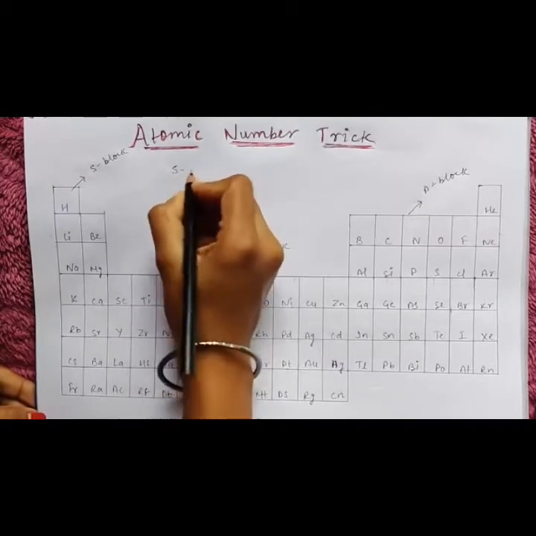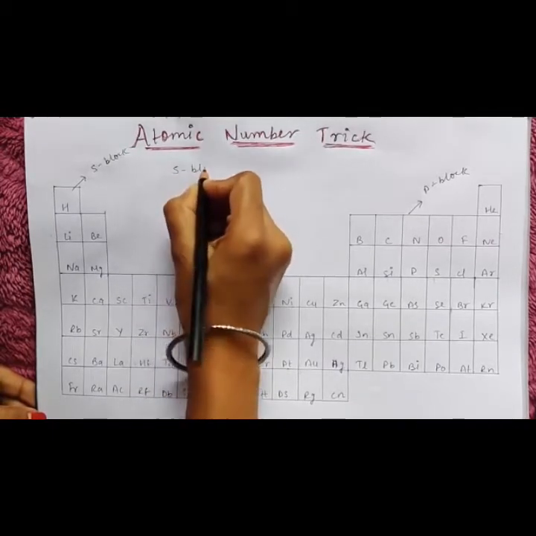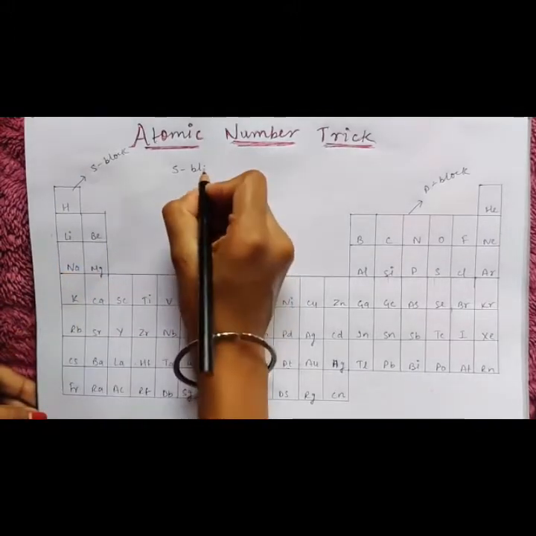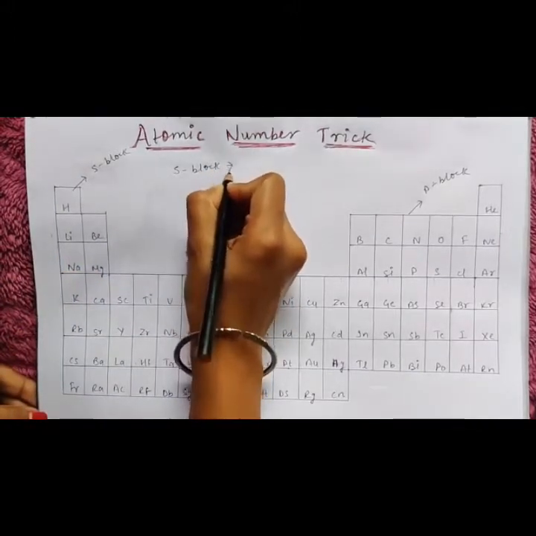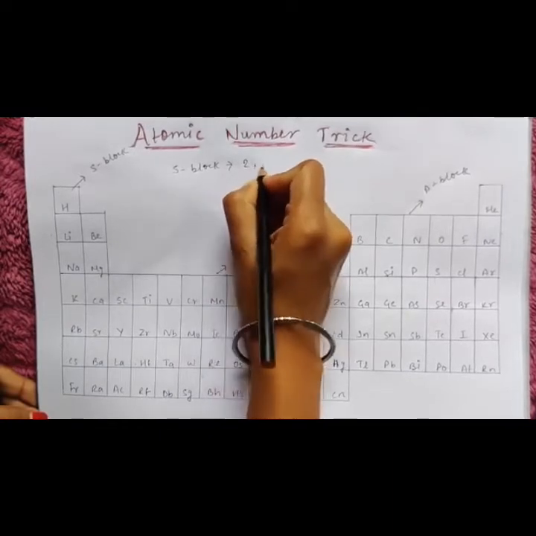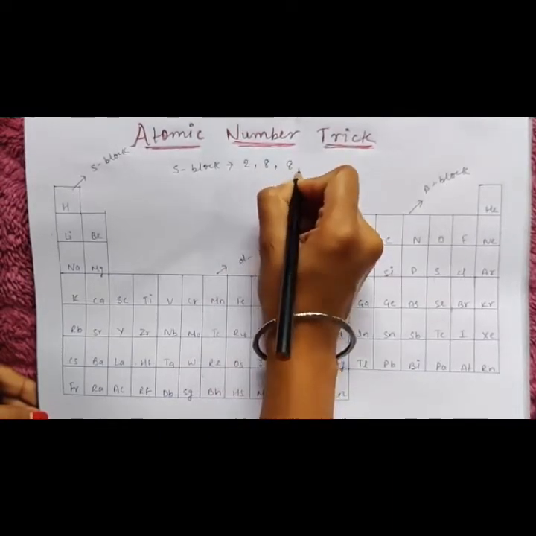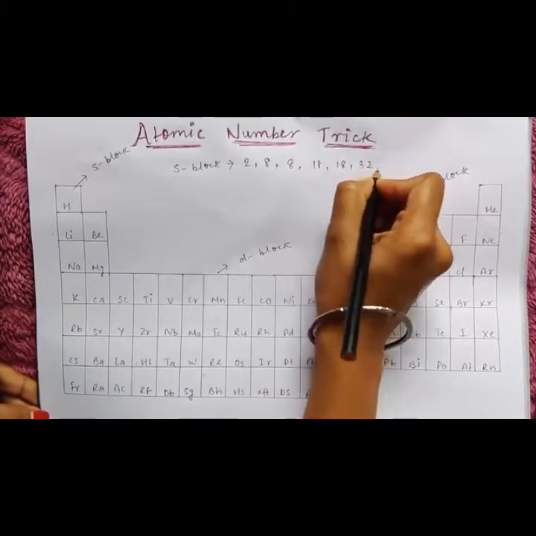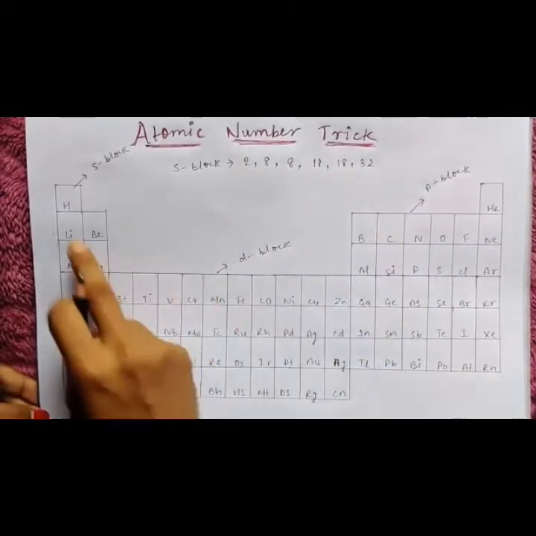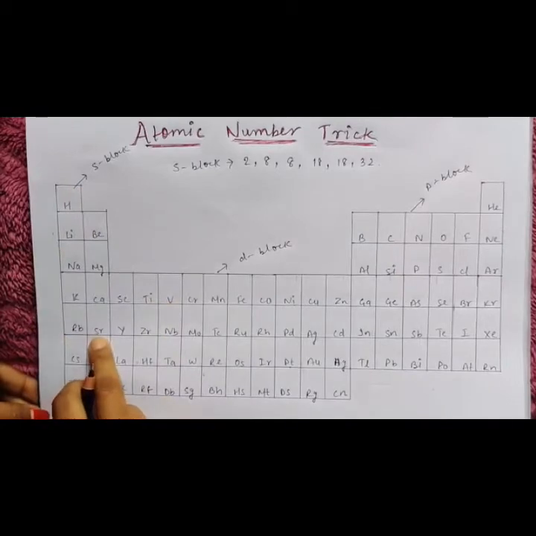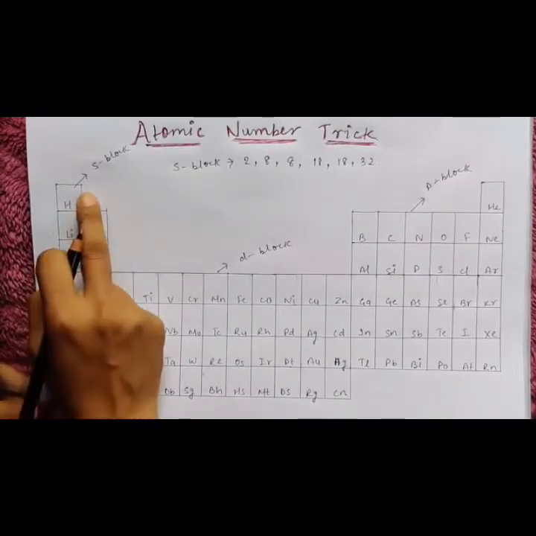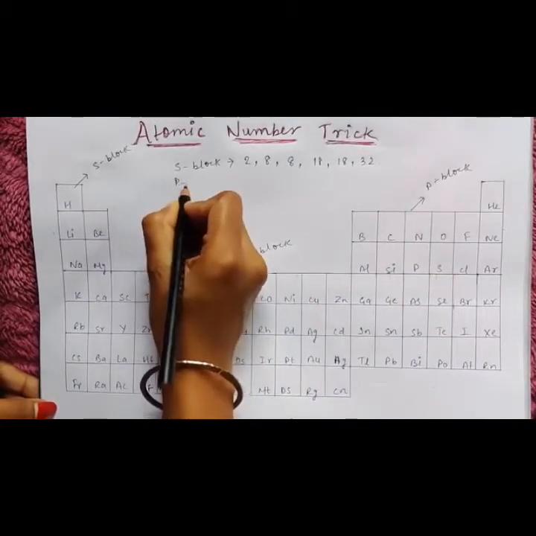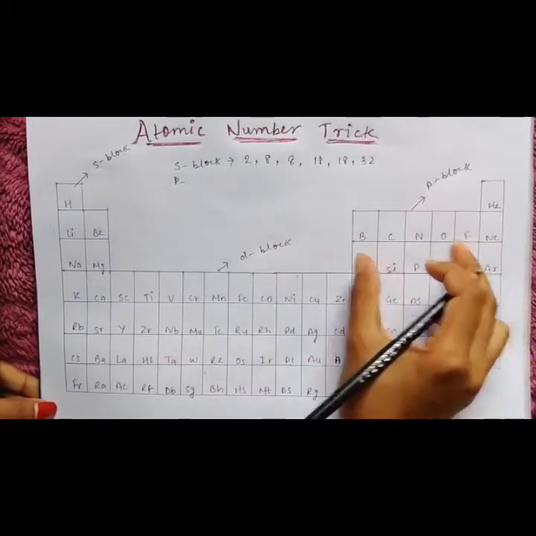So for the S block elements, how do you remember? We have one structure for writing their atomic numbers. The order is 2, 8, 8, 18, 18, 32. If you want to write the atomic numbers of the S block, remember that order. The order for the S block and P block is also the same.